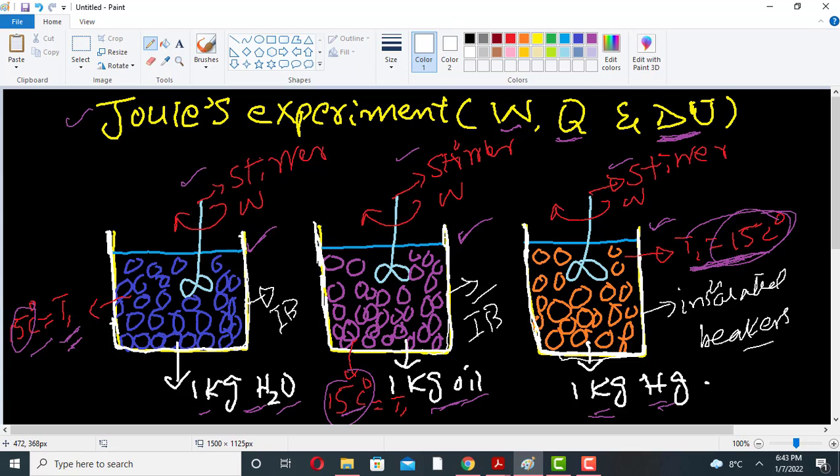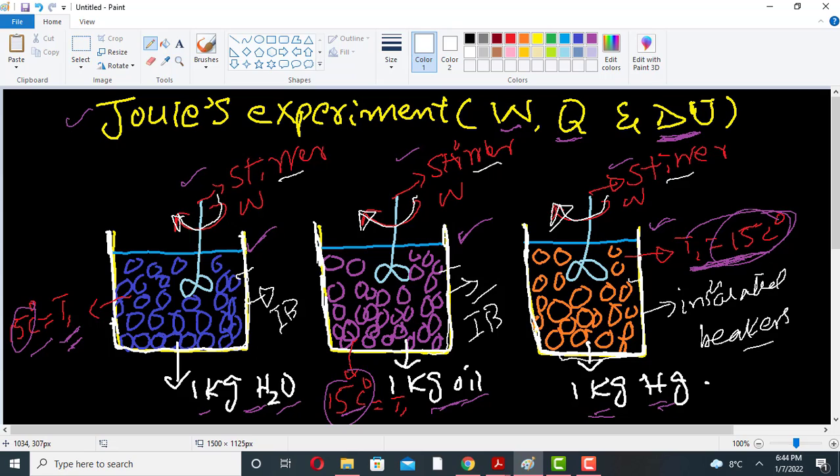Then he put stirrers into these beakers, this stirrer and this stirrer. And then he applied some work to rotate the stirrer. When the stirrer was rotating in these 3 liquids, it gives some heat to the liquids: this liquid, this liquid, this liquid.